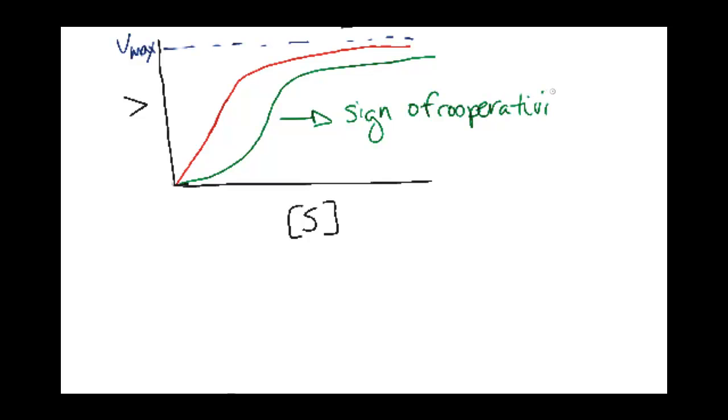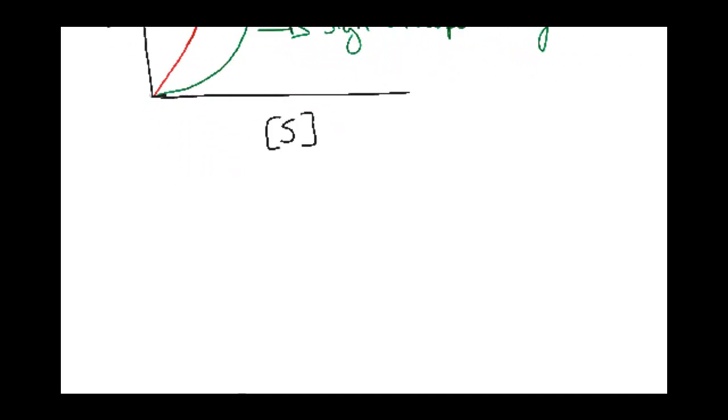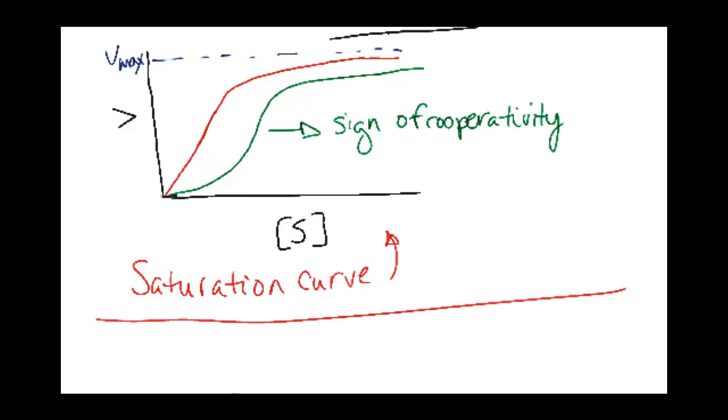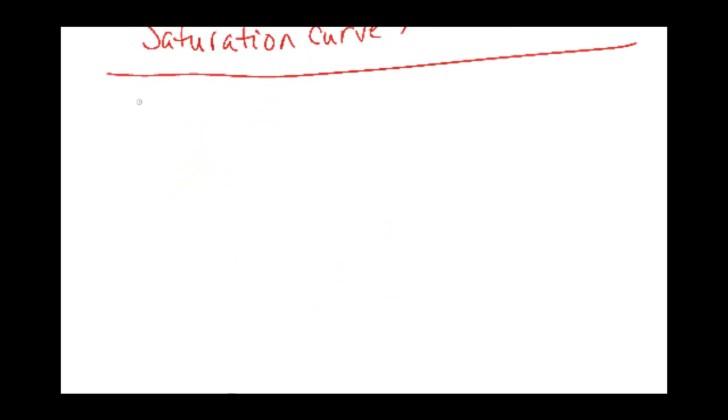cooperativity by itself. The next type of plot we're going to look at is a rearrangement of the Michaelis-Menten equation. And this is a Lineweaver-Burke plot. Did I label that last one? No, I did not. Let's label this last one. This is a saturation curve. And then we're going to look at the Lineweaver-Burke plot.